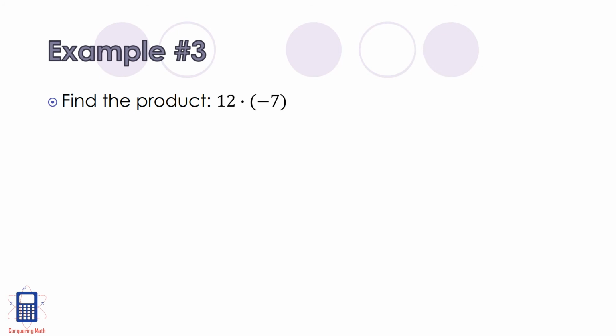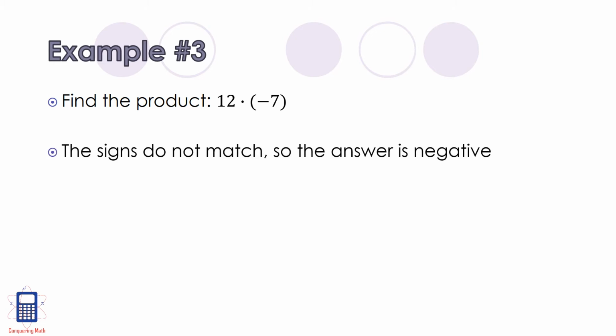Okay, one more example, and then we'll go on to our word problem for today. We need to find the product of 12 times negative 7. Once again, we have a positive number in 12, and we have a negative number in negative 7. Since the signs of those two numbers don't match, the answer will be negative. 12 times 7 is 84, so 12 times negative 7 is negative 84.